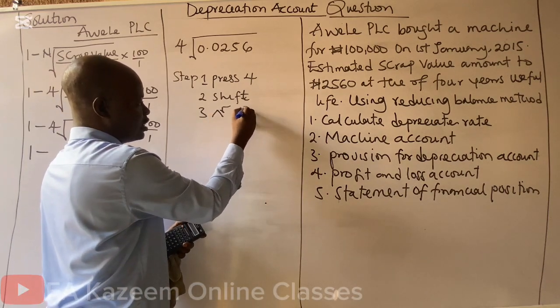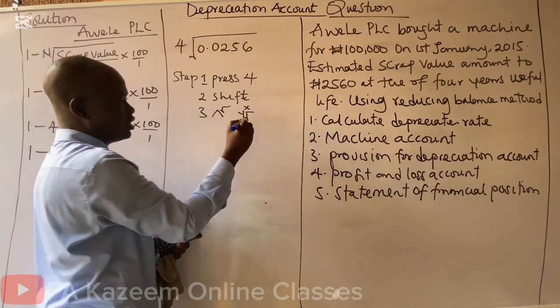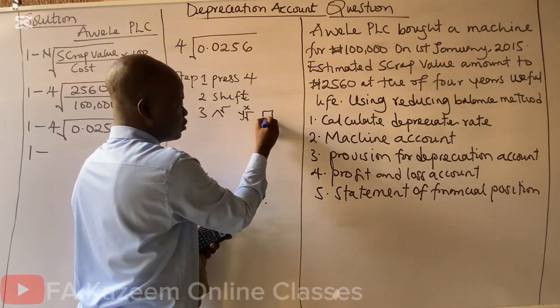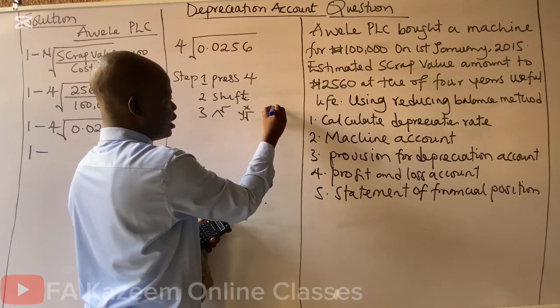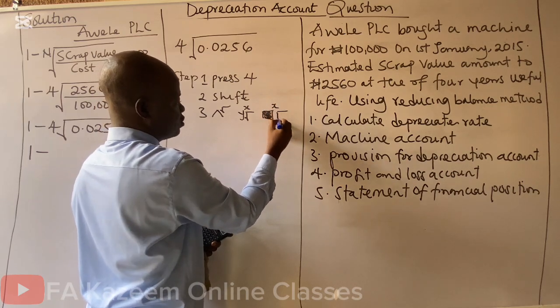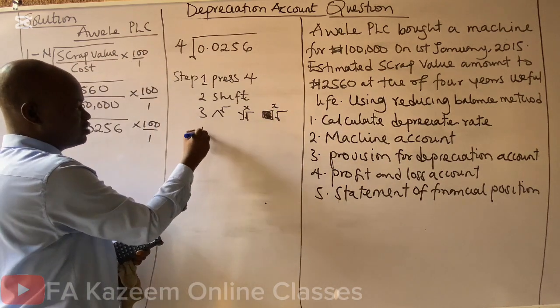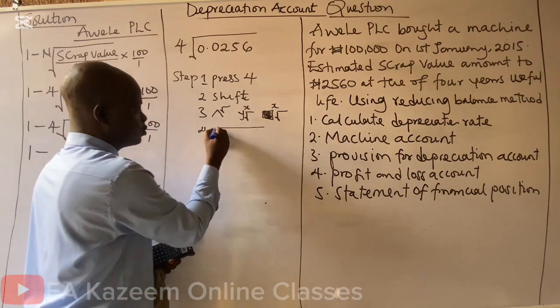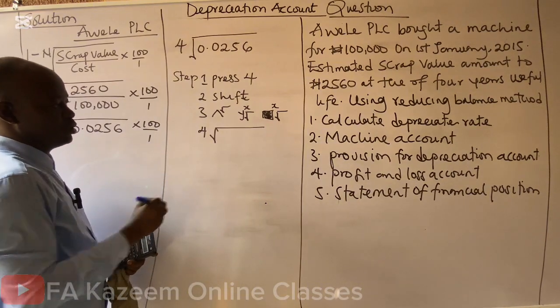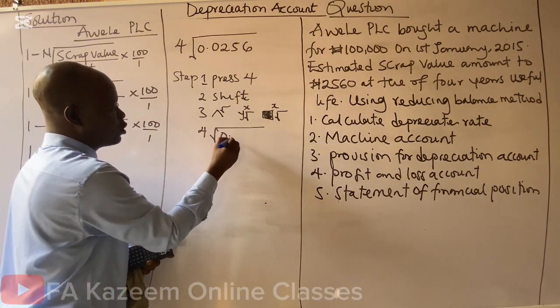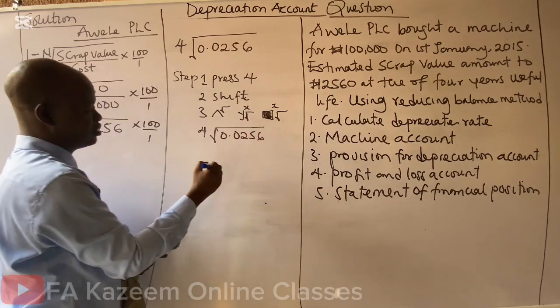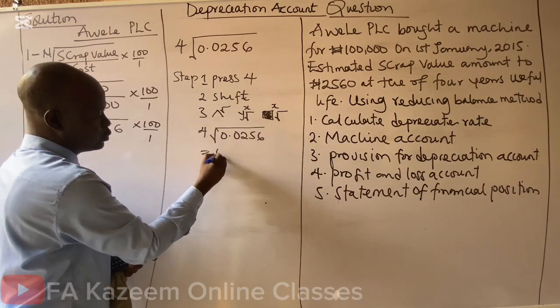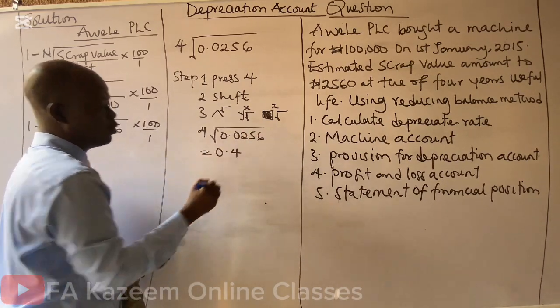When you press this function, the root symbol will come out. Once it comes out, press 0.0256. Your final answer will give you 0.4.